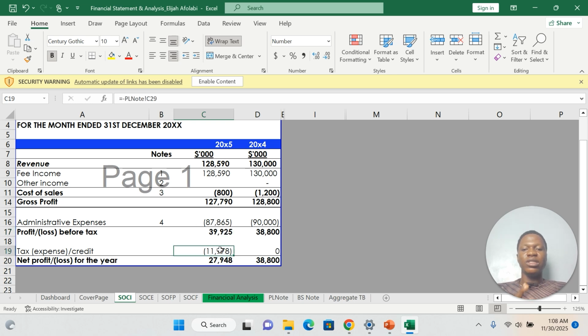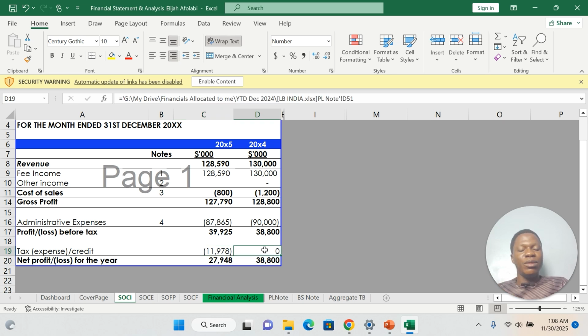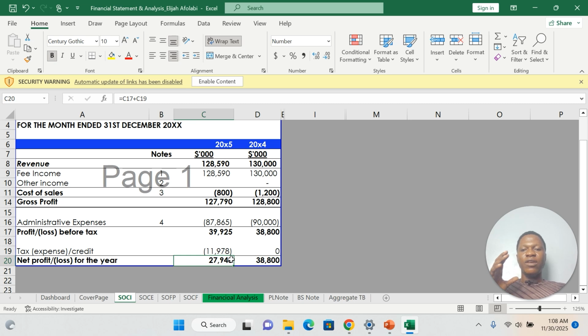Then when we calculate our tax, we have 11,000. The assumption is that in 20x5 we had to pay tax of 30% on the profit. The assumption in 20x4 is that the business was just starting and they were able to get the relevant tax authority to not pay tax for that year. Now the net profit or loss for the year for 20x5 is this, for 20x4 is this. Just looking at this comparatively shows that the business seems to make more profit in 20x4 than 20x5. However, this is because in 20x4 no corporate tax was paid.